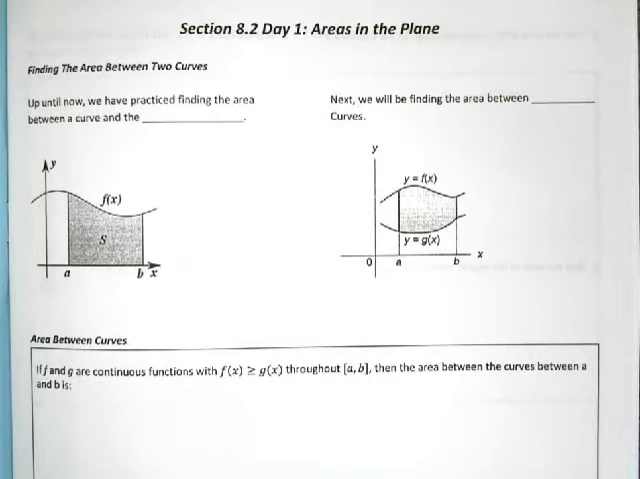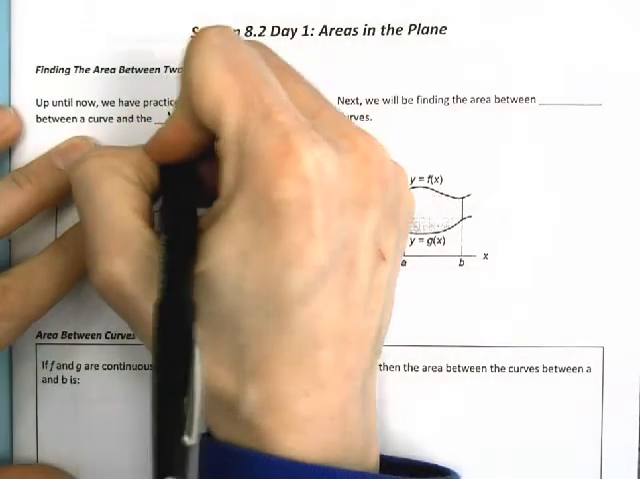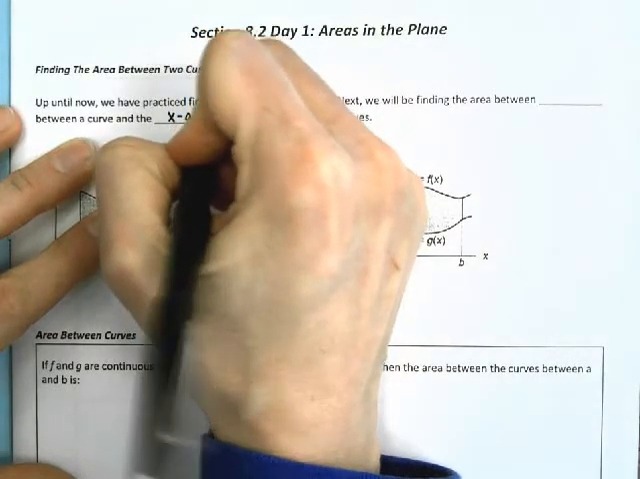So to start the chapter, we're going to be talking about areas in the plane. Okay, and really we're going to be focused on finding the area between two curves. So up until now, we've practiced finding the area between a curve and the x-axis. So that's been routine to us.